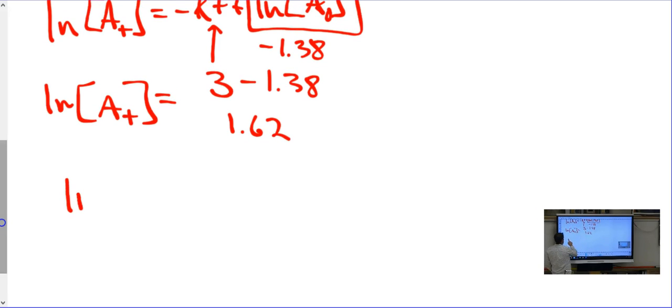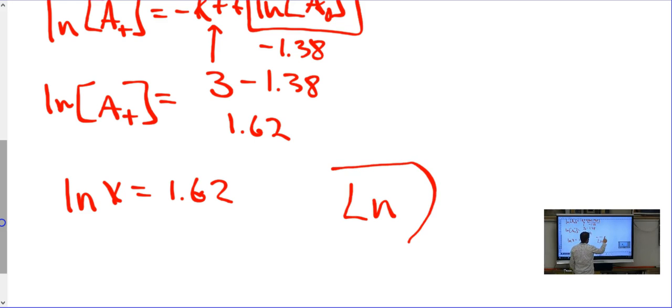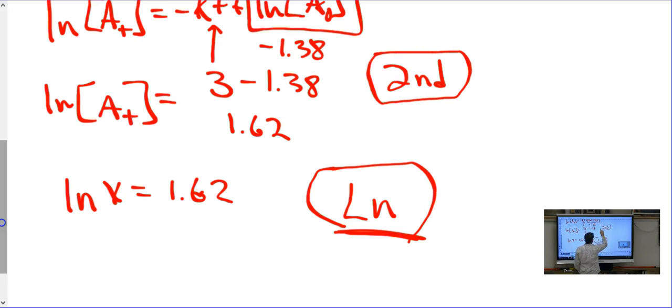All right, so now the ln of x is equal to 1.62. So I have to do the inverse of the ln, which on your calculator, if ln is a button on your calculator, that's the ugliest button ever. But the way to get the inverse of that is to press the second button and then hit ln. When you do that, that will give you e, correct? So we will take e and raise it to 1.62. And that should give us an answer.